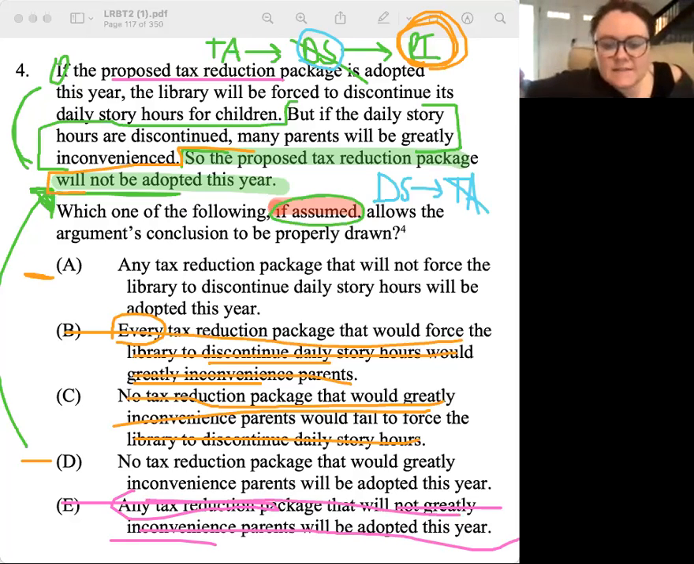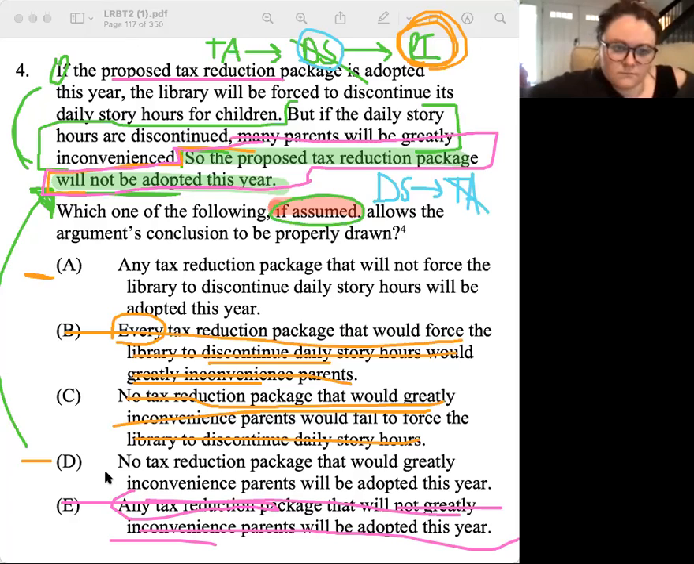All right, so you're between A and D. Remember, our goal in this question is to guarantee this conclusion. We're trying to prove, or make rock solid, that the proposed tax reduction package will not be adopted this year. So if we added A or D in, which one would guarantee that? Okay, so any tax reduction package that would not force the library to continue. So I would say D. Yeah, why is it D?